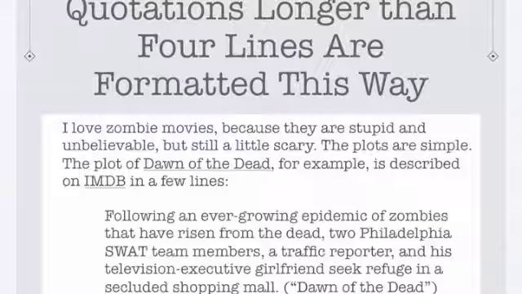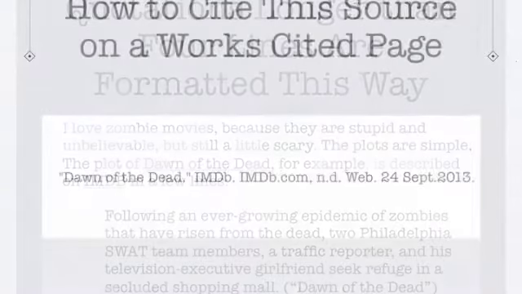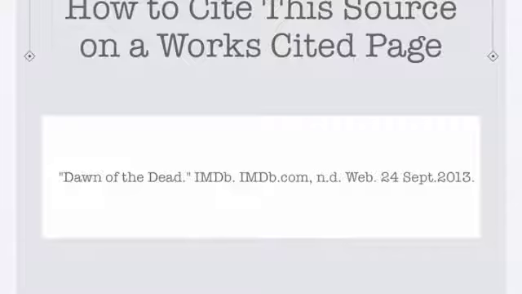Following an ever-growing epidemic of zombies that have risen from the dead, 2 Philadelphia SWAT team members, a traffic reporter, and his television executive girlfriend seek refuge in a secluded shopping mall. My source is Dawn of the Dead, and here's what it looks like on my Works Cited page. The name of the article on IMDb is Dawn of the Dead. I'm not citing the film, I'm citing this article, and here's a correctly formatted citation.